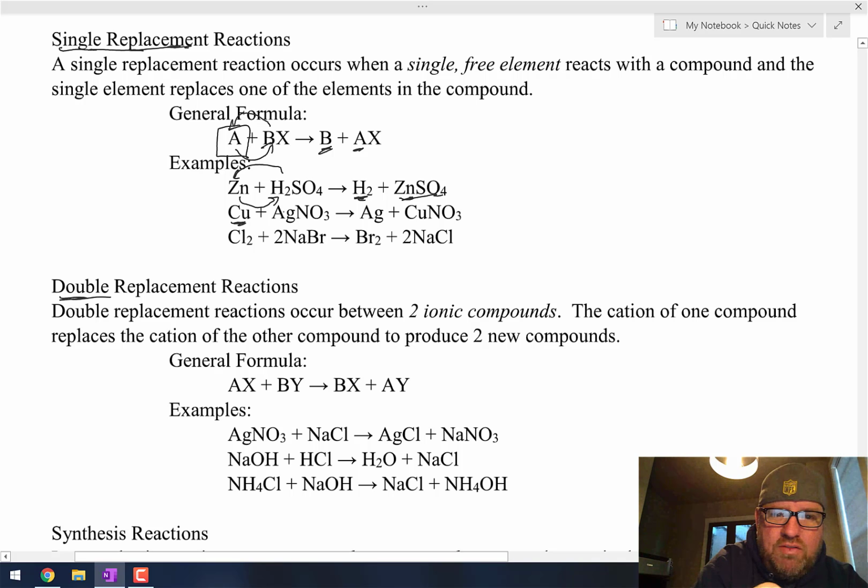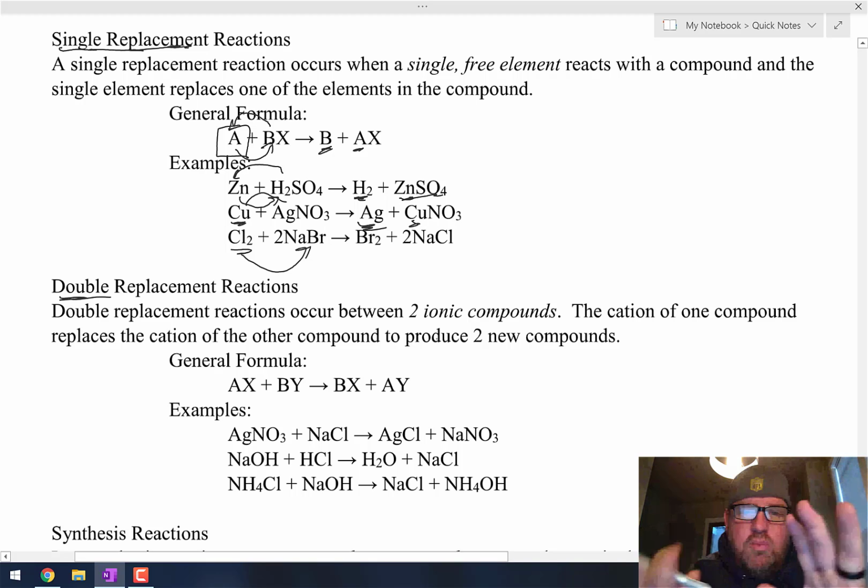Same thing here. Copper is by itself. It's going to kick out the silver. Now the silver's by itself, and now you've got copper nitrate. And then same thing in the third one. You've got chlorine by itself. Chlorine's going to kick out the bromine. The bromine is now by itself. So I'm not going to make you predict these products.